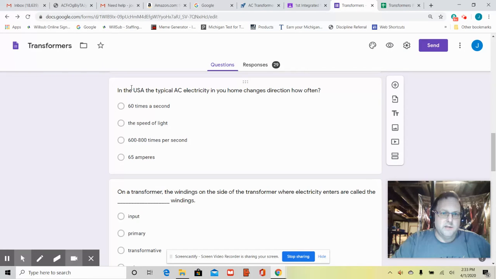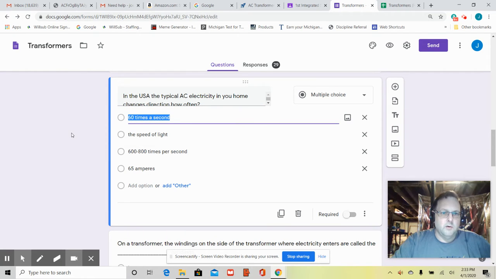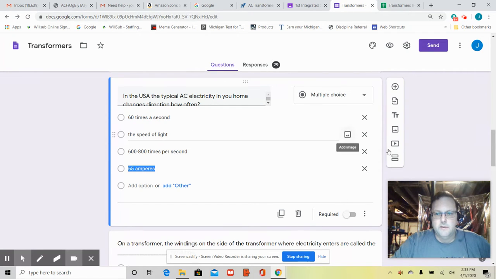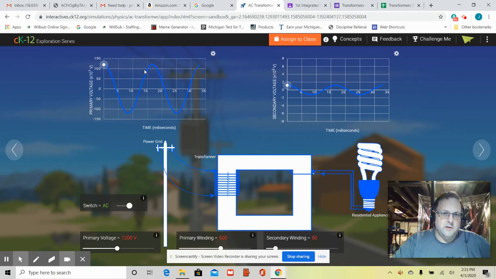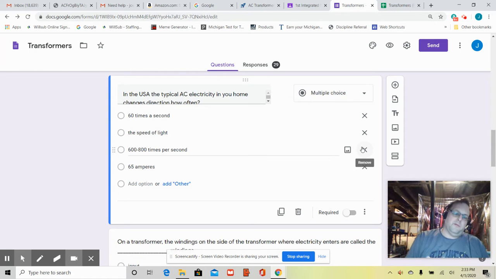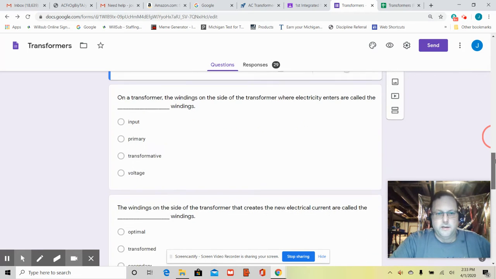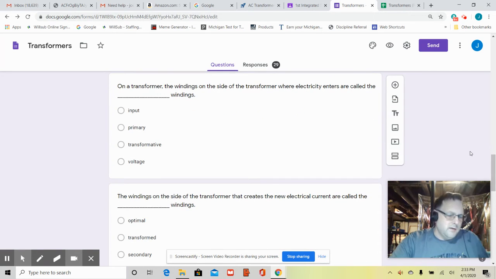One of the questions: in the United States, the typical alternating current in your home changes direction how often? The answer to that is 60 times a second. Most of our electricity is 60 hertz, and the hertz measures the change in direction of your electricity, back and forth, back and forth. So it ends up being a sine wave, and it measures how fast it changes like that. So the United States is 60 hertz.